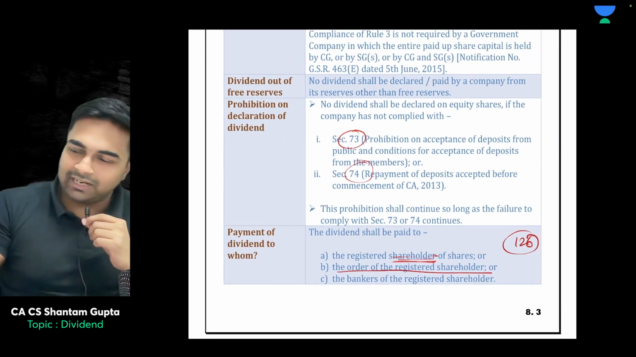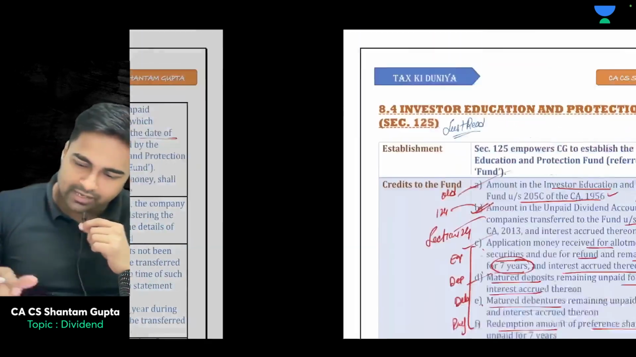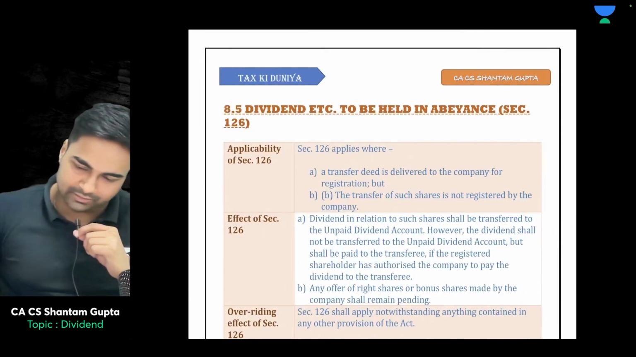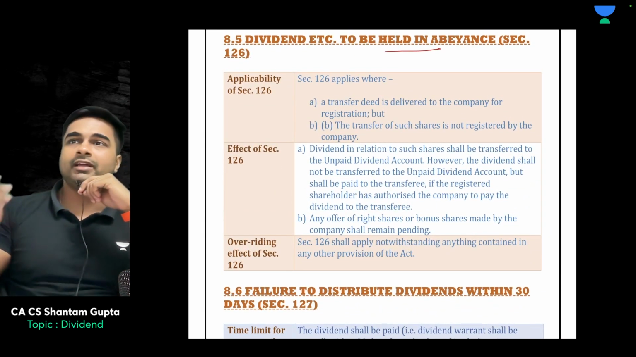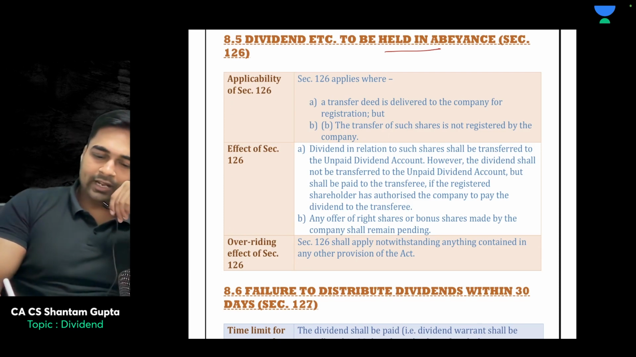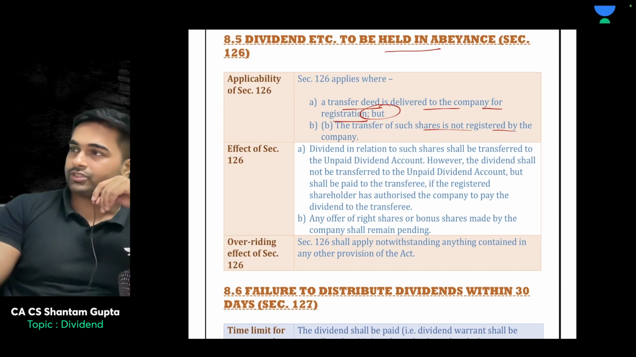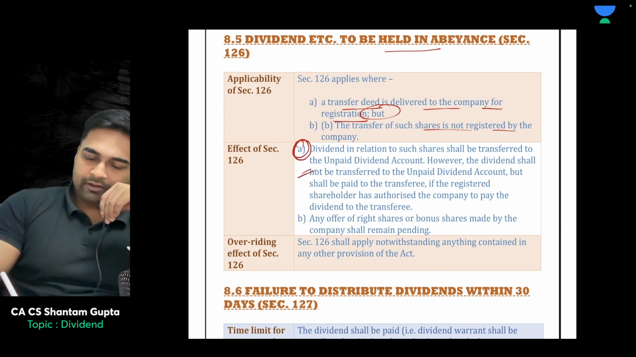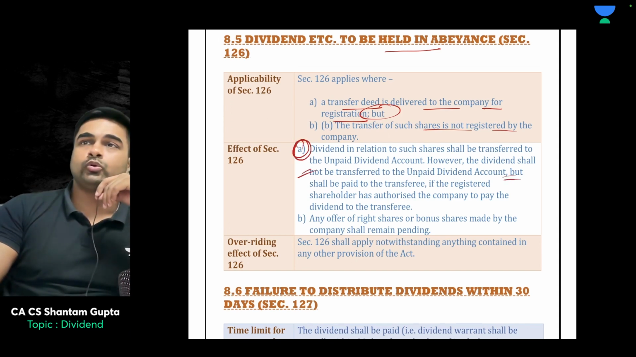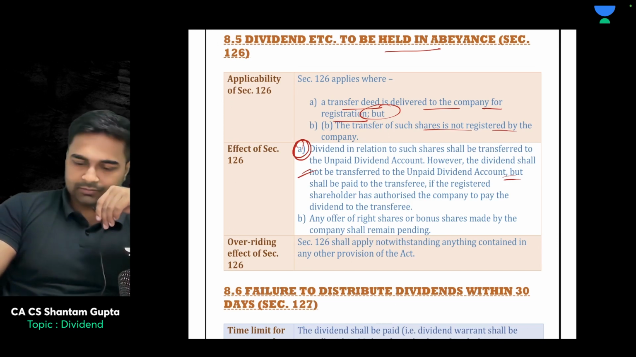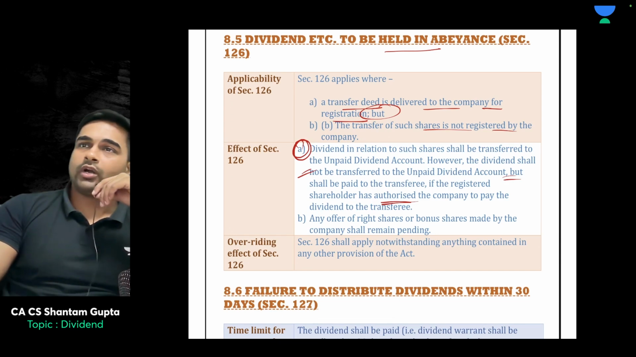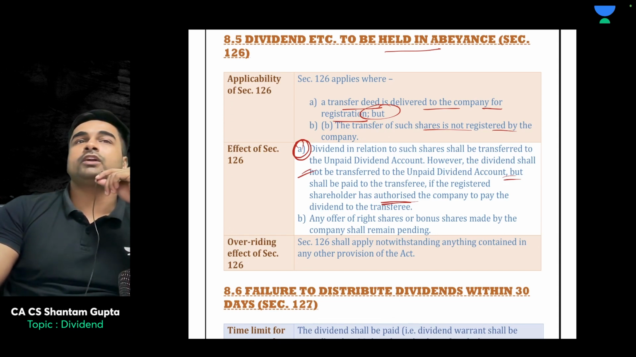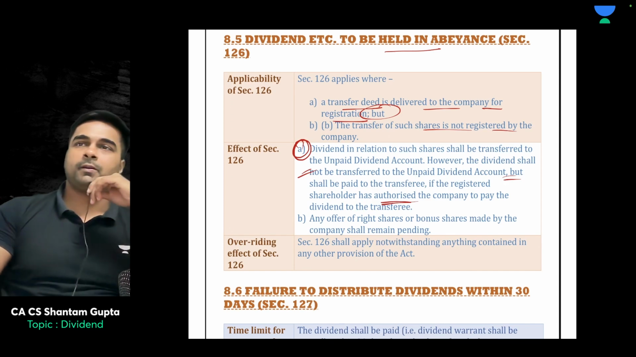Okay, let's come and write section 126. Let me just first show you 126. Wait. Dividend to be held in abeyance. Abeyance means a restriction. When a transfer deed is delivered to the company for registration, but the transfer is not registered yet. Only one case where Pooja can make the dividend go to Joshua is when Pooja authorizes and gives order to the company that please make payment of the dividend to Mr. Joshua, then the payment will be made to Mr. Joshua.